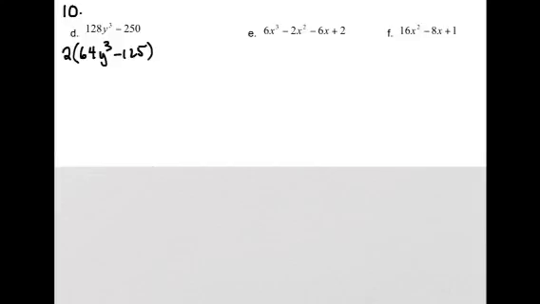So the cube root of 64 is 4. The cube root of y cubed is y. Cube root of 125 is 5. Okay? So you bring down the 2. For y, the first in the binomial, it's the same sign. And then in the trinomial, you square the first term, so that gives you 16.